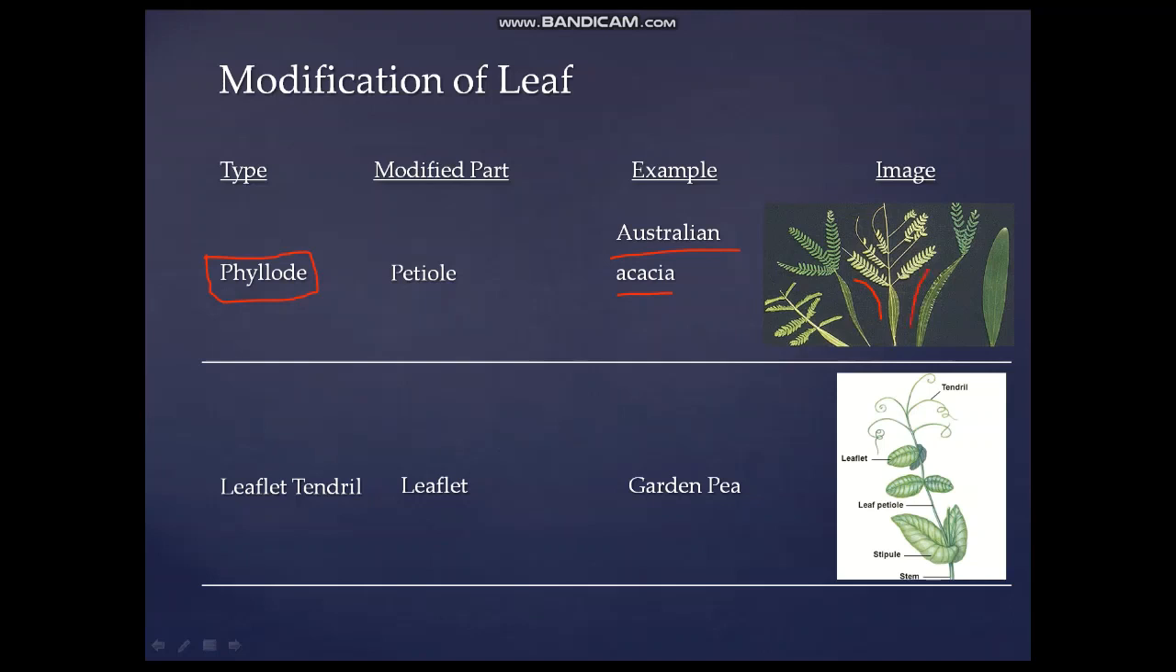Then is the leaflet tendrils. Again, tendril helps in climbing. Leaflet gets converted into tendril. Example is of garden pea. The first example was of the wild pea, and now this example is of garden pea. In wild pea, the whole leaf gets modified. Over here, the leaflets get modified into the tendrils.